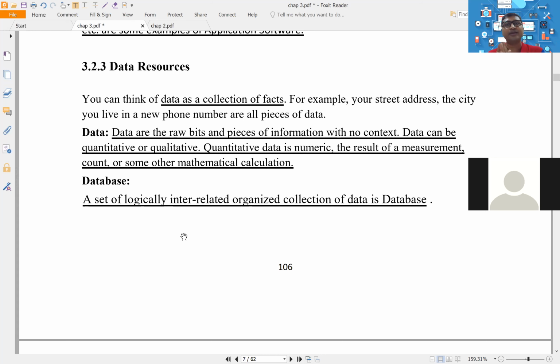So, database management system. DBMS is an application to manage a database. Okay, a single name is data, a collection of names is a database. An application to manage those databases is known as DBMS. Okay, so I hope the concept is very clear to all of you.